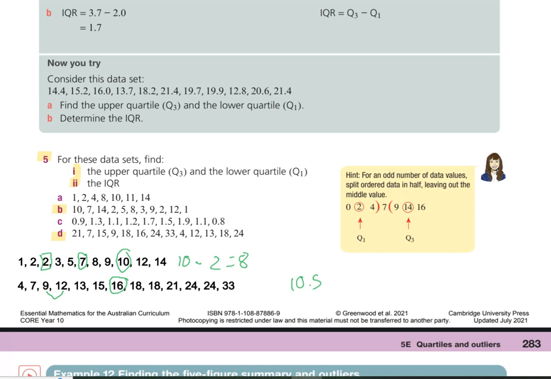And out of these, 21, 24, 24, 23, the middle values would be those 2. So the average of that would be 22.5. So that's my Q3 value, 22.5. Take 10.5 will get me my IQR, which of course is 12.